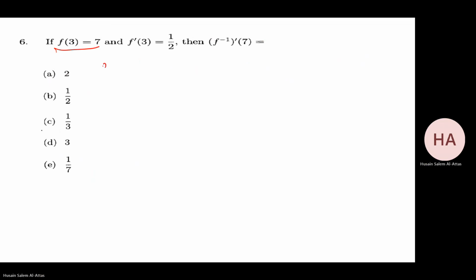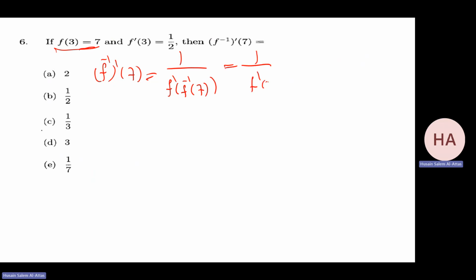Same idea. I have f inverse prime at 7, 1 over f prime at f inverse of 7. F inverse of 7 is 3. So it's 1 over f prime at 3, which is 1 over 1/2, which is 2. This one.